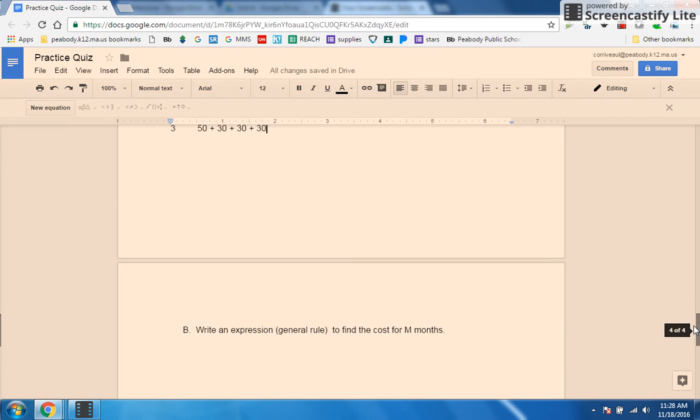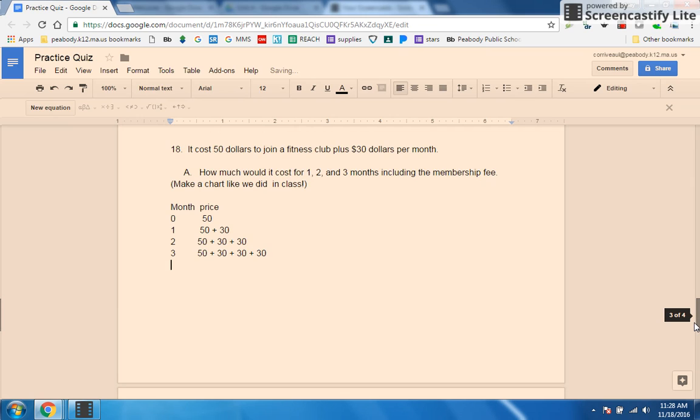The last one, it says write an expression or the general rule to find the cost for M months. So it's saying, what is the general rule here? So they're all starting with a 50 and a plus sign, so that should be the beginning of your expression. They're repeatedly adding 30, which is the same as multiplying by 30. So 30 times M for the amount of months. And that would be it.